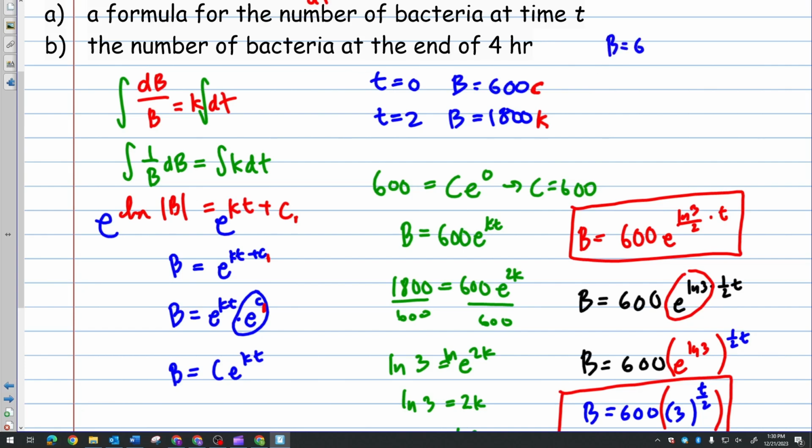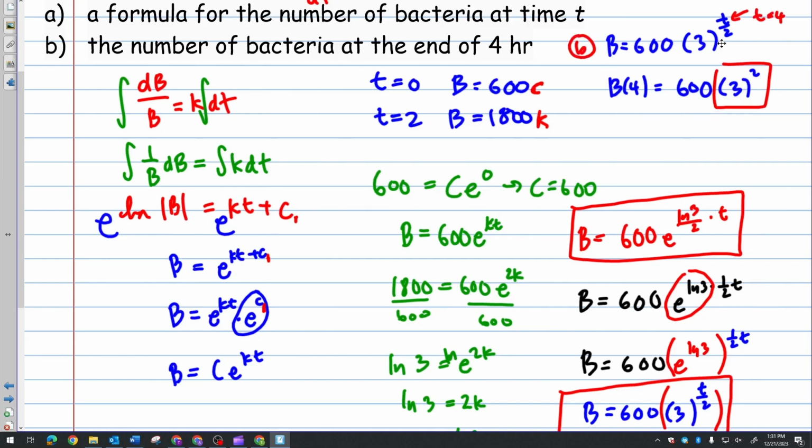So this B equals 600 times 3 to the t over 2. Substitute 4 into this equation, right? So that's 3 raised to the 4 over 2, which is 2. This is part B. Remember exponents before multiplication, so at time 4, at 4 hours, this will be 600 times 9, so I will have 5,400 bacteria. And that's the answer for part B.